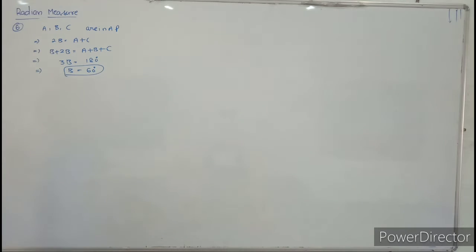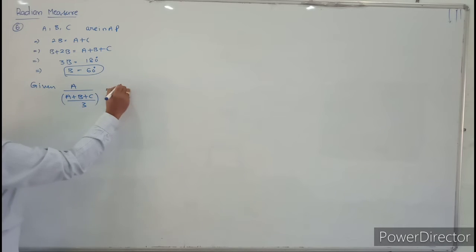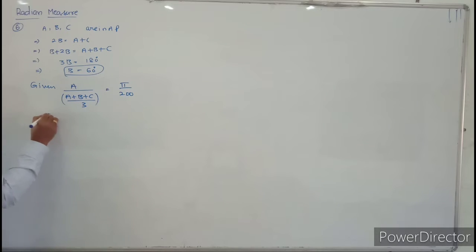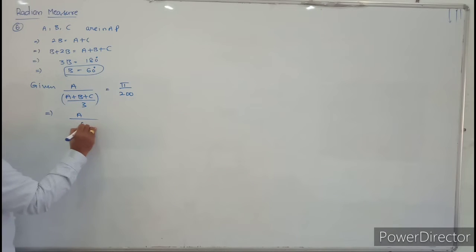Are you understanding that? B is 60 degrees, and they have given one condition. The smallest angle is A, and the mean is A plus B plus C by 3. The ratio of the smallest angle to the mean of these three is pi by 200. So A by (A plus B plus C by 3), and A plus B plus C is 180, so 180 by 3 is 60 degrees.